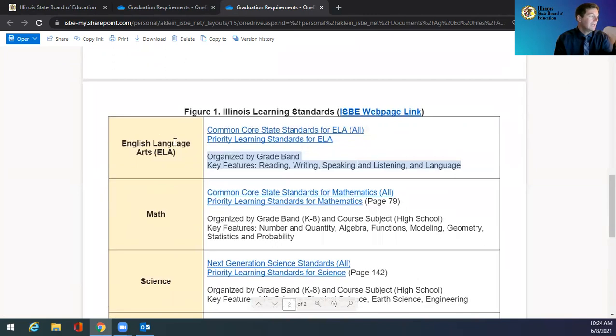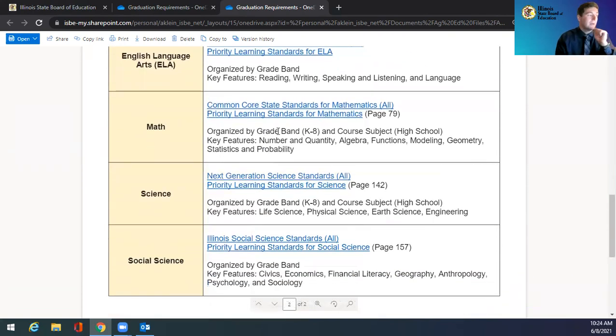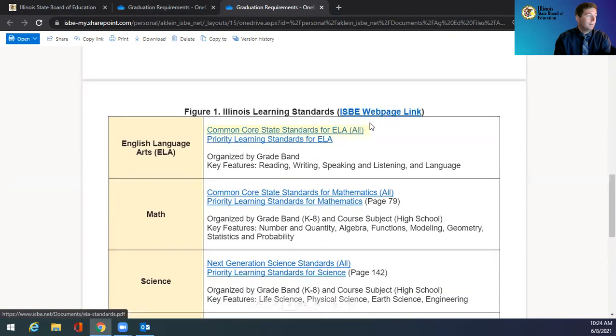So for example, English language arts is organized by grade band, meaning K through 3, 4 through 6, et cetera, all the way up to high school, 9, 10, and 11, 12. But math is organized by grade band from K through 8 and course subject once we get to high school. So it's separated out by statistics, algebra, geometry, et cetera. So we move away from grade bands and more into mathematical subject area. Each of those descriptions accompanies each one of these standards. If you want to go to the Illinois Learning Standards webpage, that's also linked here for you.